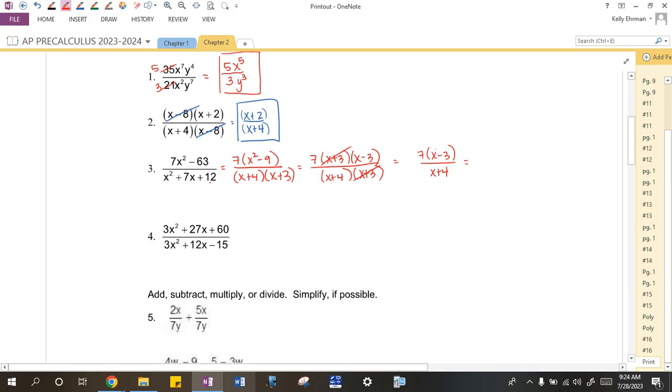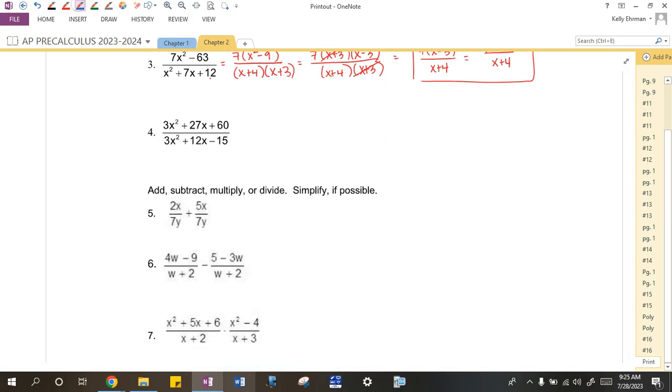Or if you want to go the extra step to distribute it, you could. But there's no difference. I don't consider one of these more simplified than the other. So it does not matter to me which answer you choose. Again, if the multiple choice answer is the second version and you have the first version, I sure hope that you'll recognize that they go together.